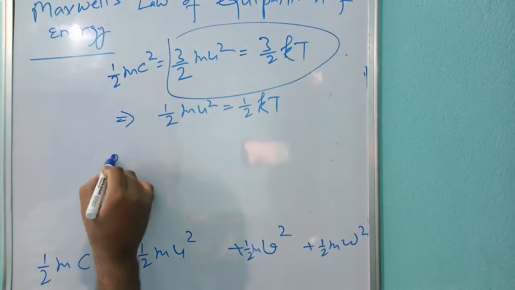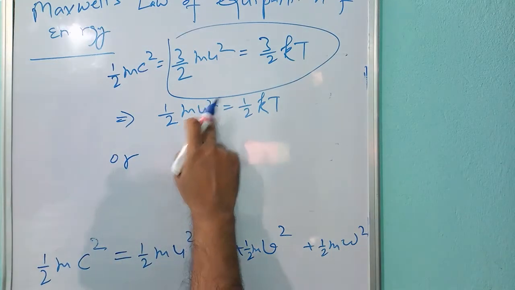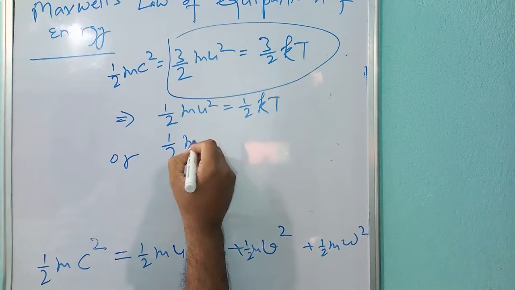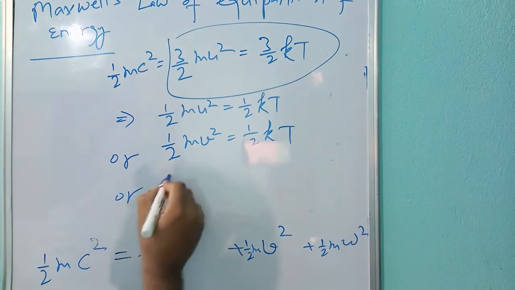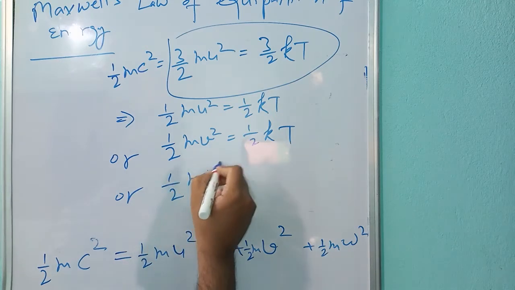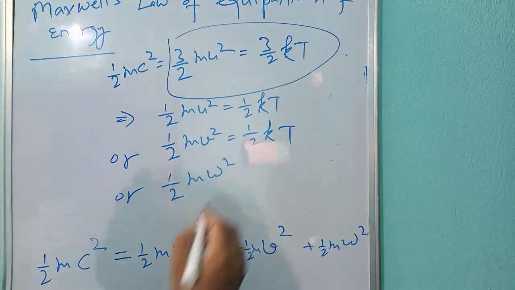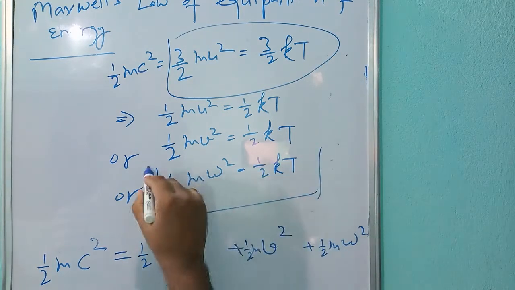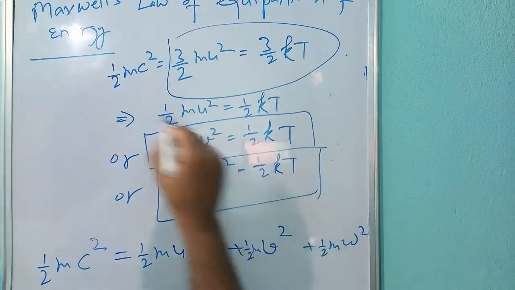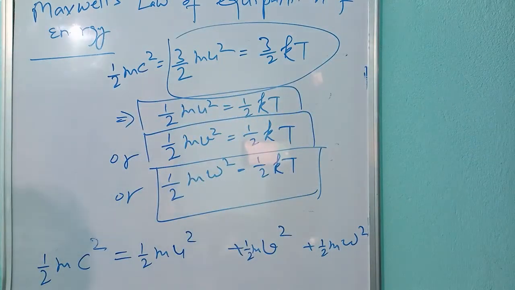Since u² is also equal to v², it will be 1/2 mv² is equal to 1/2 kT, or 1/2 mw². Why? Because u² is also equal to w², then it will be equal to 1/2 kT. So here we derived this one Maxwell equation.